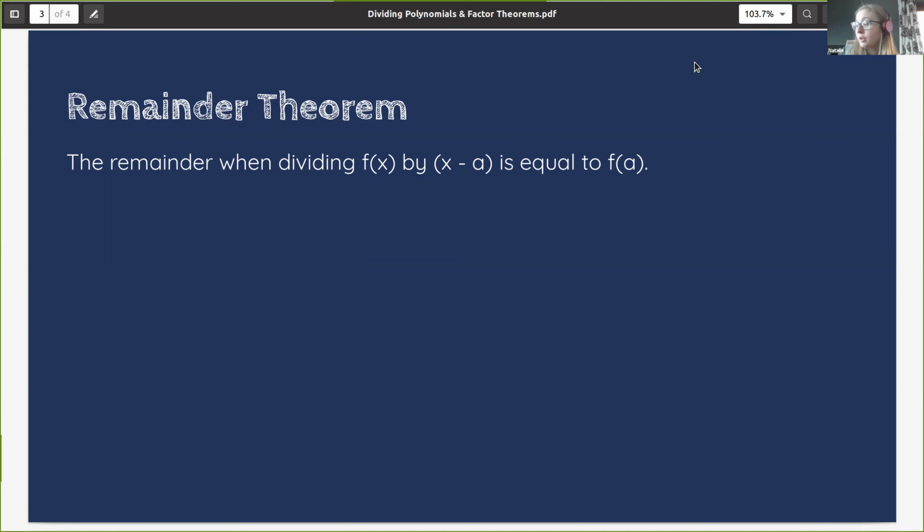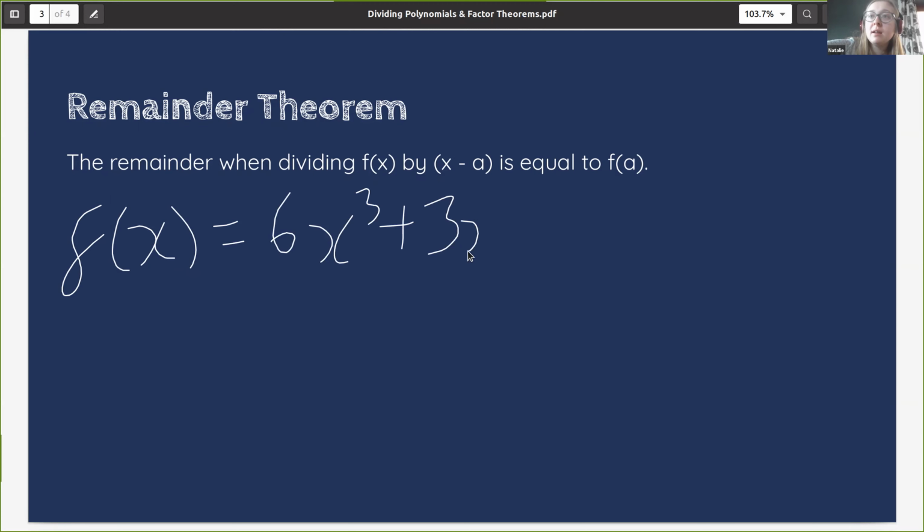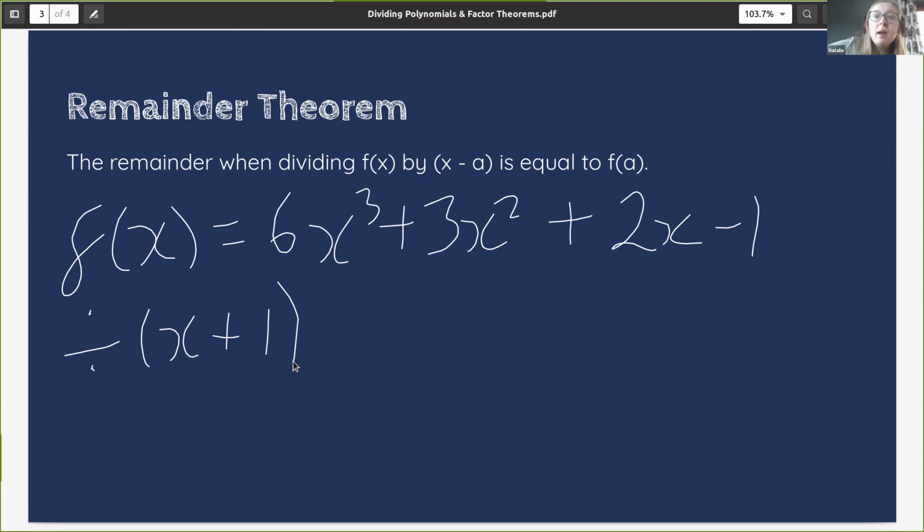So an exam question I might be asked around this is to give the remainder when, if I have f of x is equal to 6x cubed plus 3x squared plus 2x minus 1, and I'm asked to find the remainder when this is divided by x plus 1. Well, I could do the division. That's going to be really long-winded. The remainder theorem gives me a shortcut.